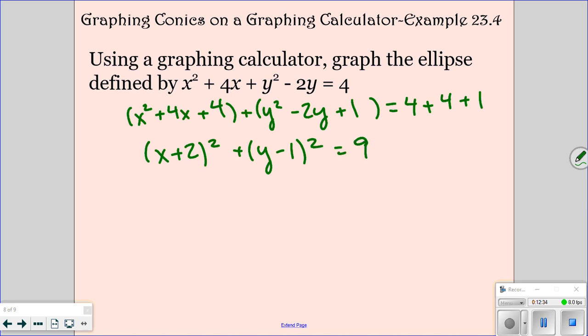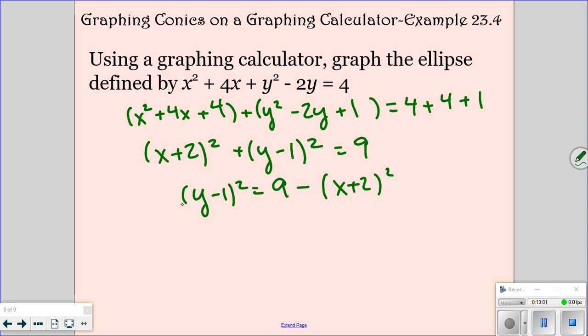You should have done that last year in pre-calculus. That's putting it into almost standard form. Normally you would divide by 9 to make this term over here a 1. We're not going to do that though, because we're trying to solve for y. So from here, I'm going to keep this term by itself. So I'm going to have 9 minus x plus 2 squared.